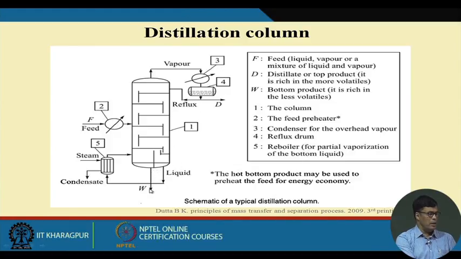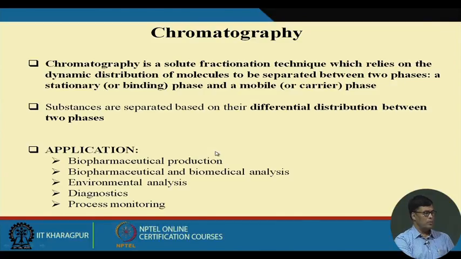So here, basically at the bottom, you get what you call raffinate, that is actually the waste material, the non-volatile material that comes out from the bottom, and volatile material we collect from the top. This is the kind of distillation technique that we use.